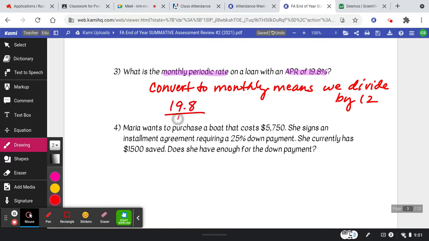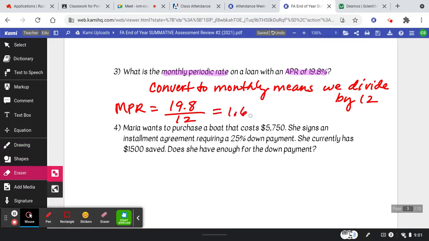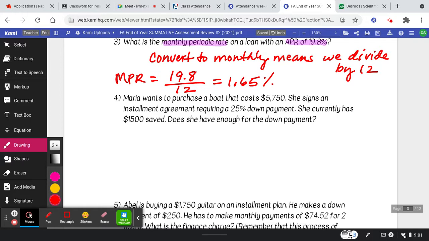Can you be our calculator? Divide the annual rate of 19.8 by 12 and tell us what you get for the monthly periodic rate. Yep. When is your MPR going to be higher? When your annual percentage rate is higher. So if the statement tells you the APR and it tells you the MPR and you wonder how they got those two, it's just taking one and dividing it by 12 to convert annual to monthly.